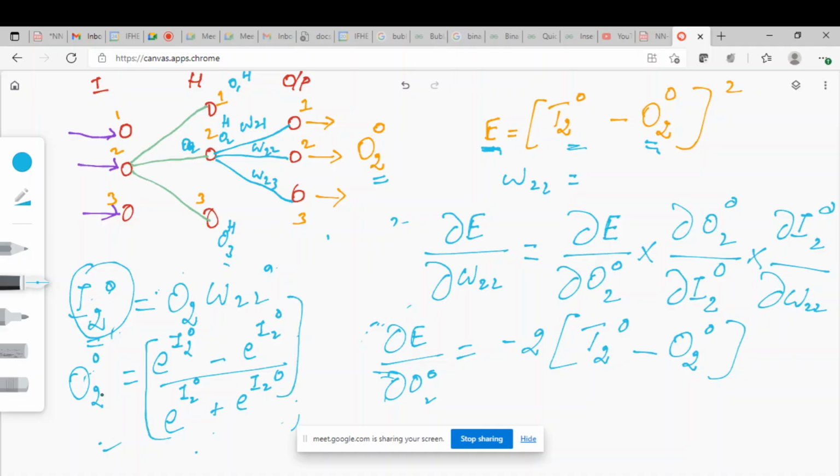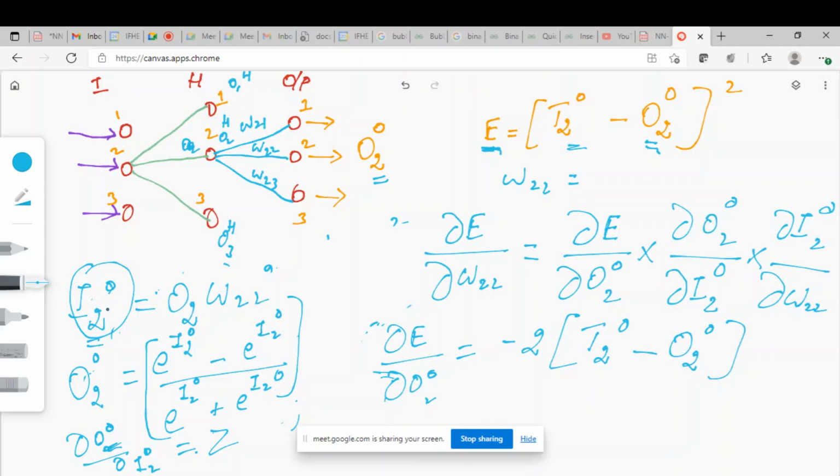So this output should be differentiated with respect to the input, that is I2O. You have to differentiate this output O2O with respect to the input, and you will get some value. That value you have to keep. I'm not going into this differentiation part, we will discuss it later. Let us assume that when you differentiate output with respect to input, you get Z.